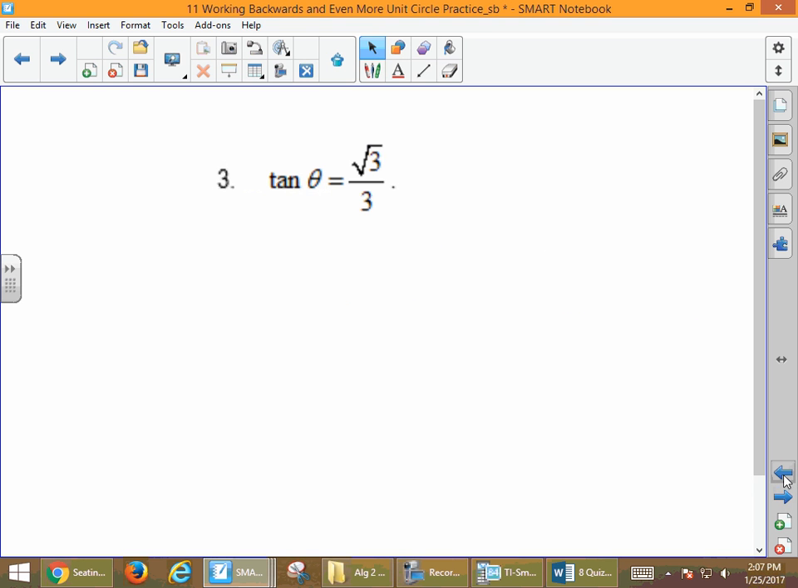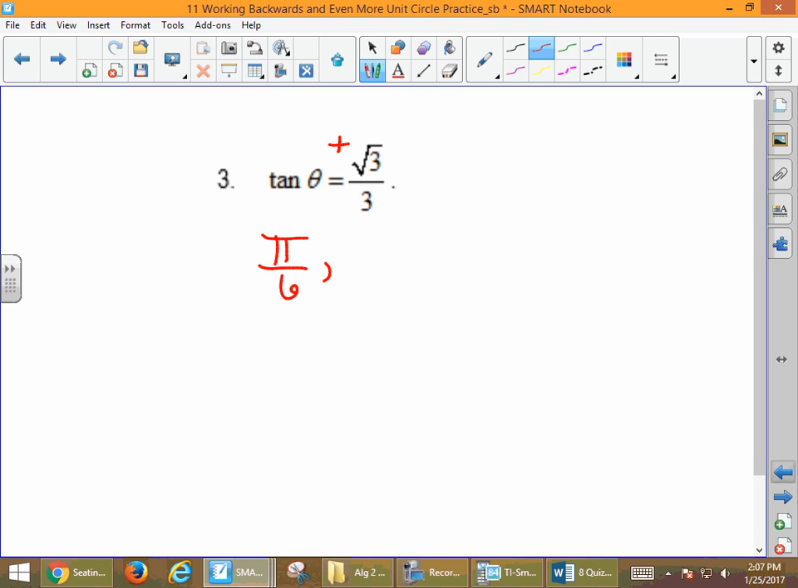But if we jump back here to problem number 3, tangent of theta is radical 3 over 3. So, is it pi over 3, pi over 4, pi over 6? It's going to be pi over 6. And this is a positive function, square root of 3 over 3. So what quadrant is tangent also positive in? It's actually in all students take. It's in the third quadrant. So here's our third quadrant. We want the function, so we've got pi over 6. So it should be 7 pi over 6.